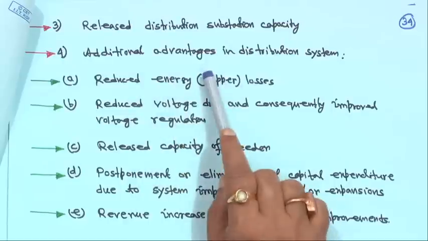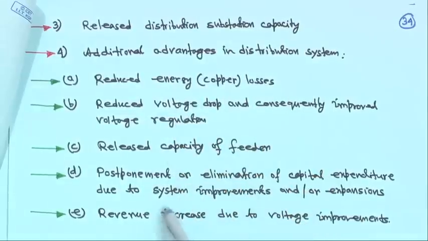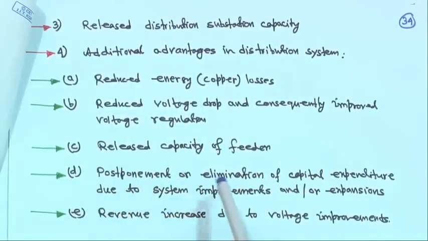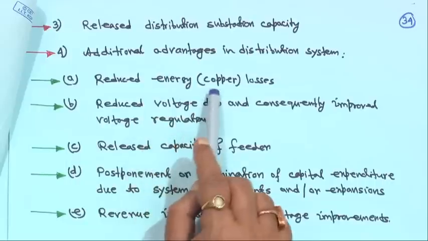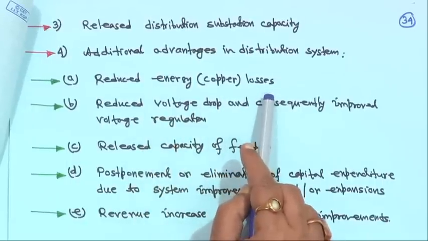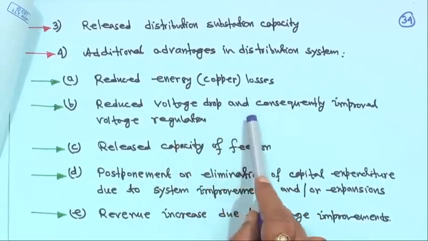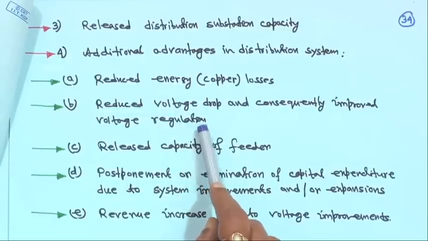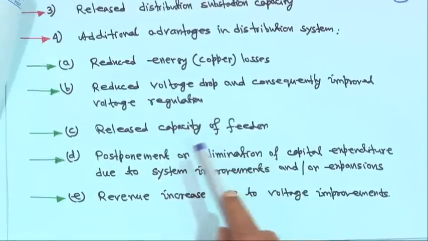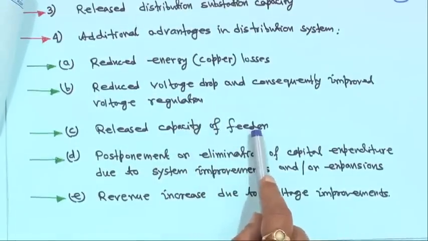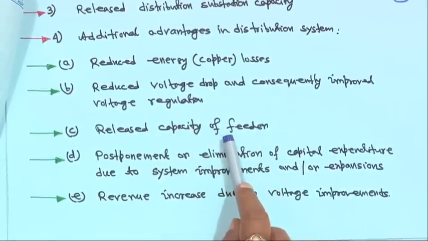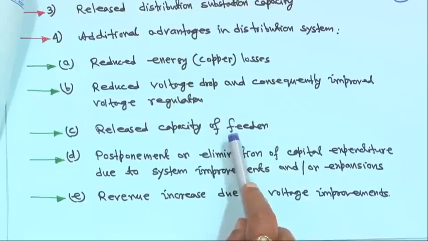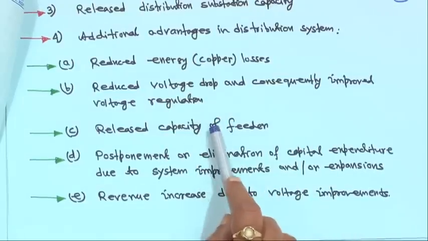Then number 4, additional advantages in distribution system, A, B, C, D, E, F, six things are there. One is reduced energy, that is I squared R loss. It will reduce voltage drop and consequently improve voltage regulation. This is also because of the shunt capacitor's effect. Release capacity of feeder, because of the shunt capacitor the feeder will draw a smaller amount of current, we will come to that also, although I have explained something on this.